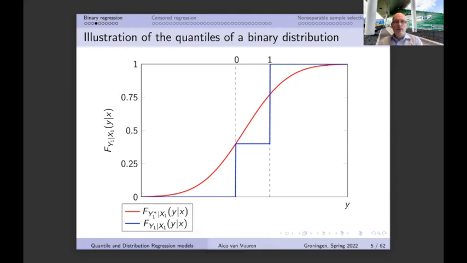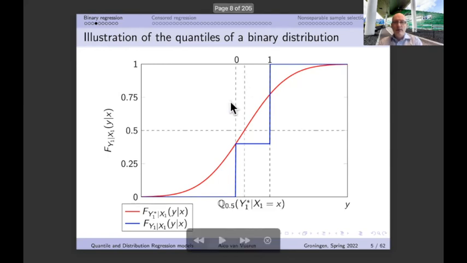But now what we can do is look at the quantiles with respect to y1 star and with respect to y1. Let's start with the median. Then of course we have to start here another time at 0.5. Then for y1 star we have to go all the way here, and we go down then here, and here we are going to get our quantile of y1 star, our median of y1 star.